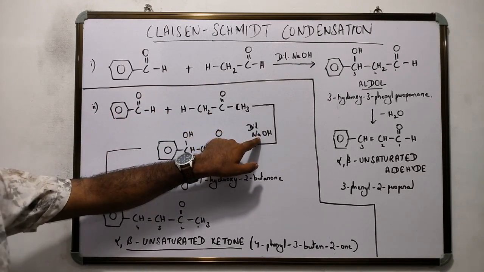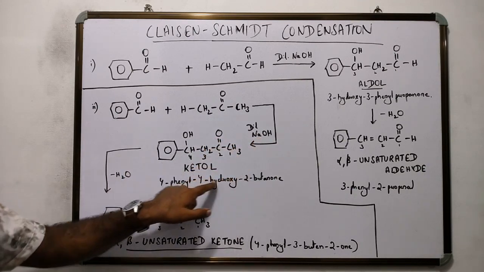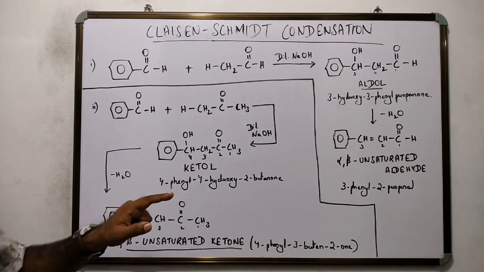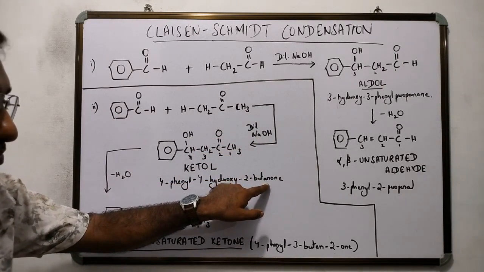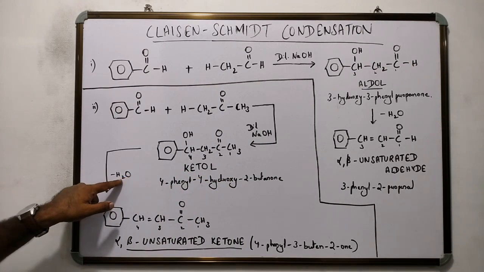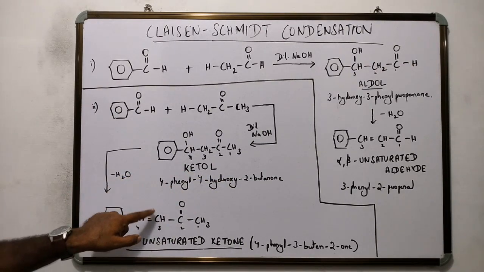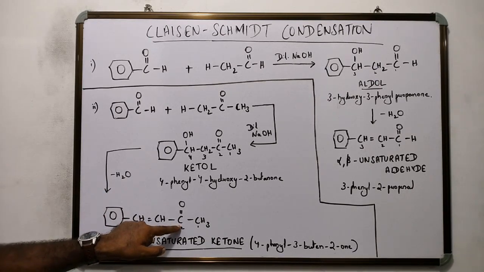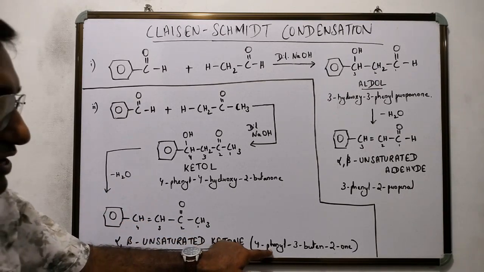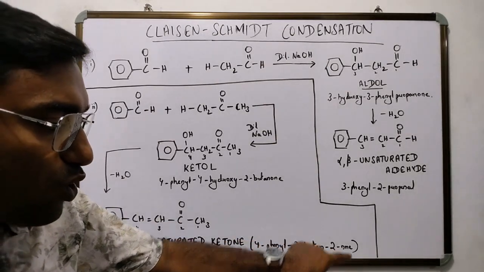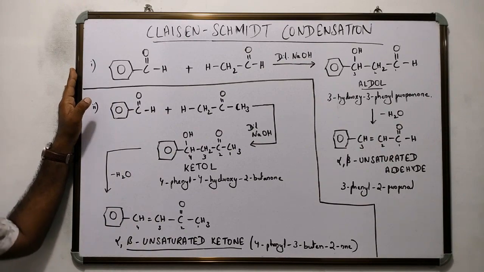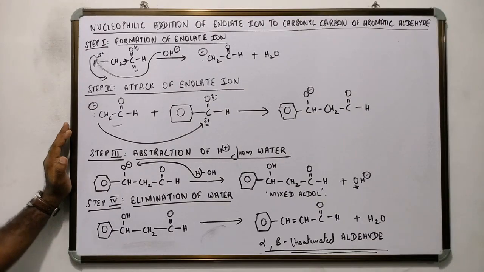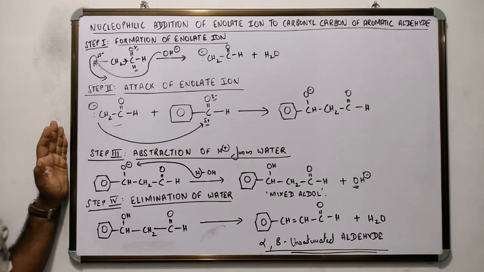Treated them both in the presence of dilute NaOH to form a ketone, the IUPAC name of which is 4-phenyl-4-hydroxy-2-butanone. The formed ketone loses water in the step sequential to this to form alpha beta unsaturated ketone, the IUPAC name of which is 4-phenyl-3-butene-2-one. To better understand the reaction, let us go through its mechanism. Let us now look at the mechanism of Claisen-Schmidt condensation.